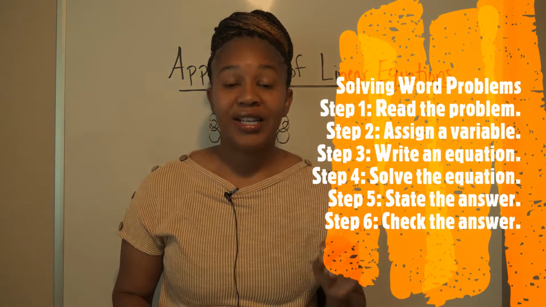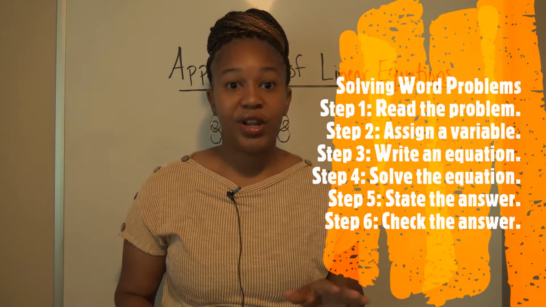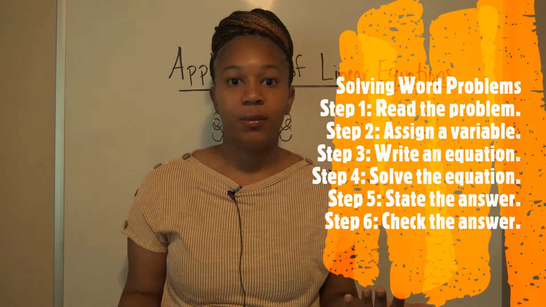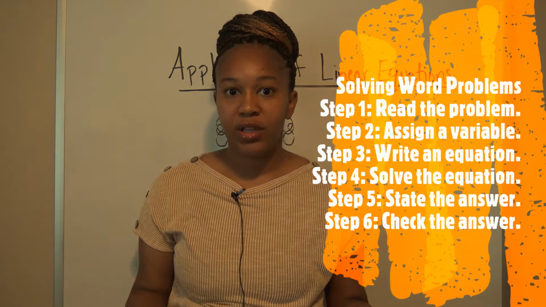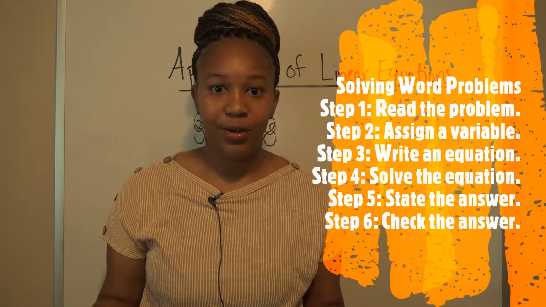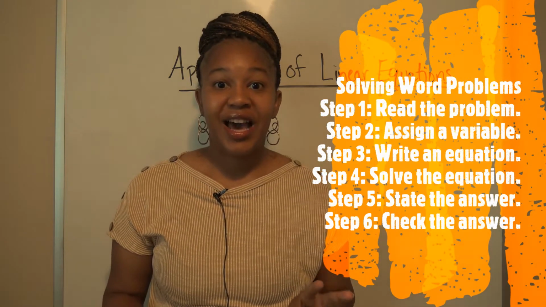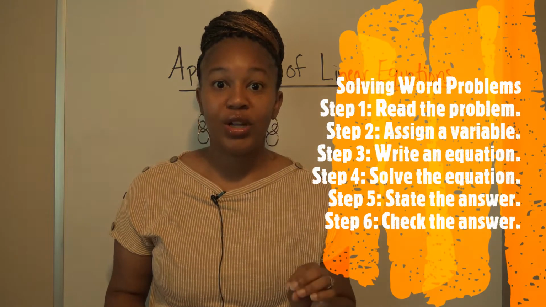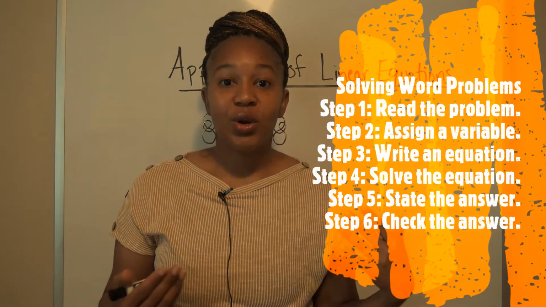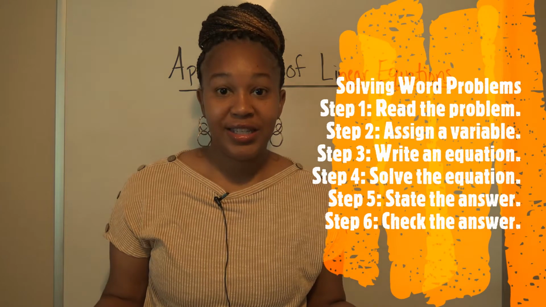Step two, you want to assign a variable to the unknown. Whatever it is you're looking for, you want to let that represent some letter. That's what a variable is. It's a letter that represents some value. Once you assign a variable, step three, you want to write an equation based off the information that's given.